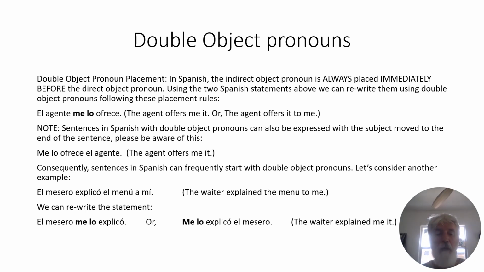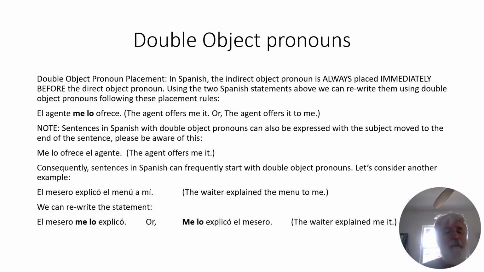If you just look at this and internalize it a little bit, it makes this a whole lot easier. All right, let's take a look at some examples. It says, consequently, sentences in Spanish frequently start with double object pronouns. So it might not start with the subject, and that will throw people off. So don't be thrown off anymore. Realize that with your subject object pronouns, you can start a sentence off that way. Let's look at some examples.